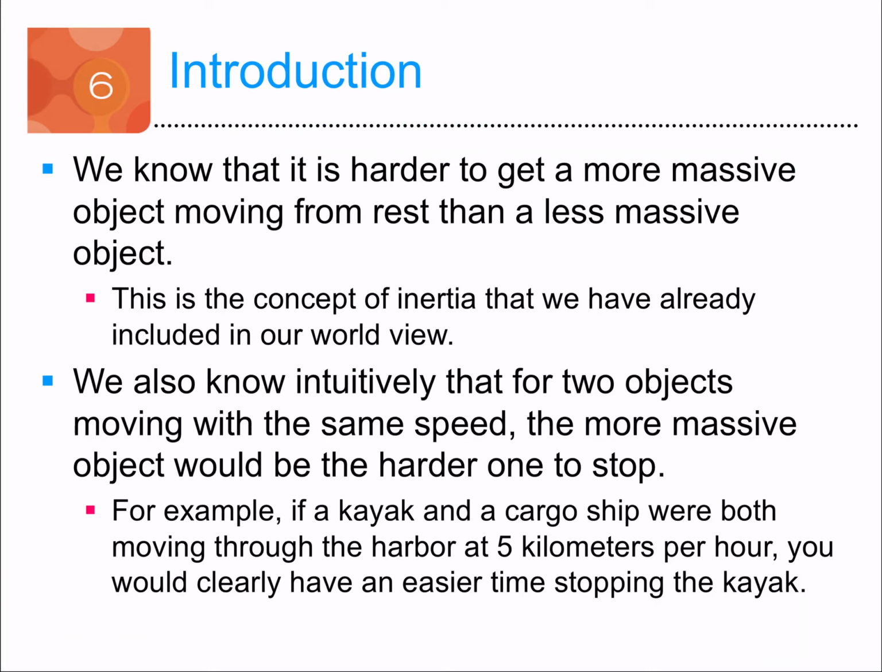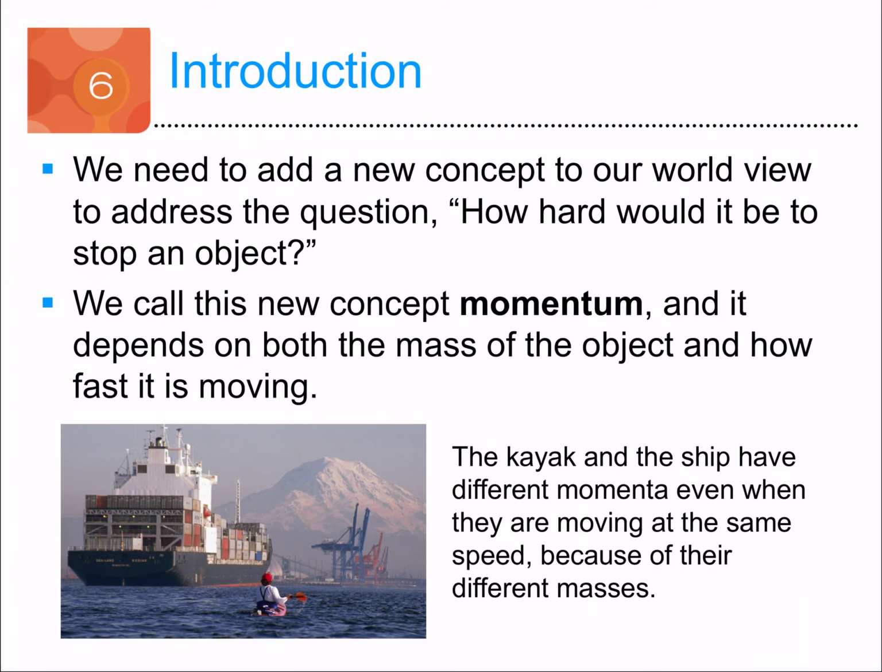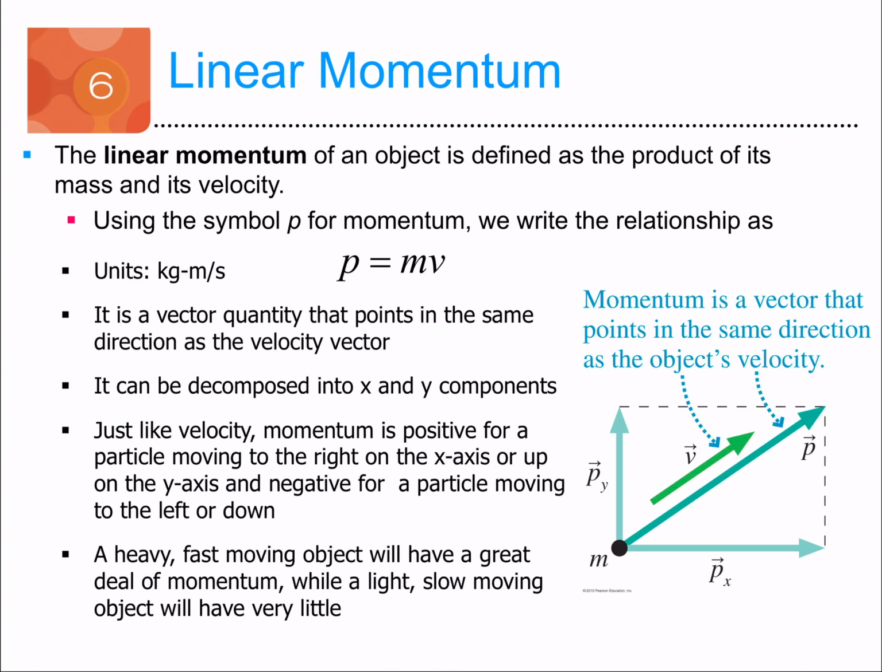The example I use on the slide is a kayak and a cargo ship. The kayak would be much easier to stop than a cargo ship if they were going at the same speed. So that new addition of speed is our concept that's known as momentum, when we're taking the mass as well as how fast the object is moving. So we have what we call linear momentum. It is a product of the mass times velocity. So you can see we have a new symbol, which is lowercase p, and that equals mv, mass times velocity.